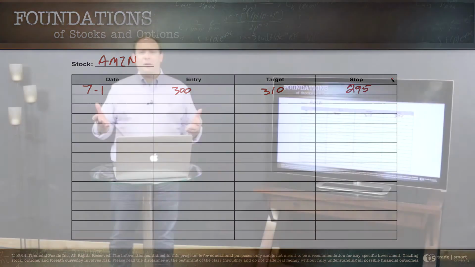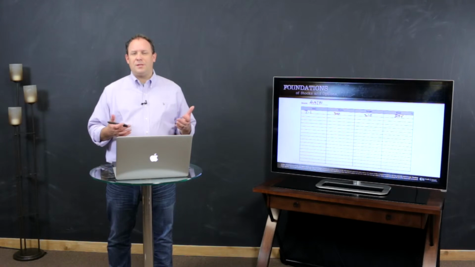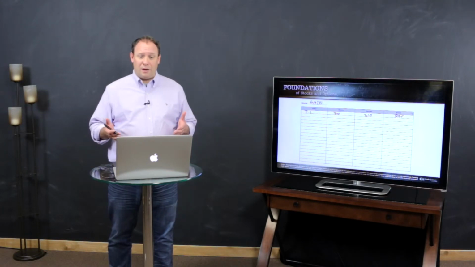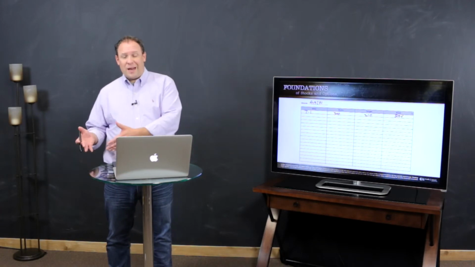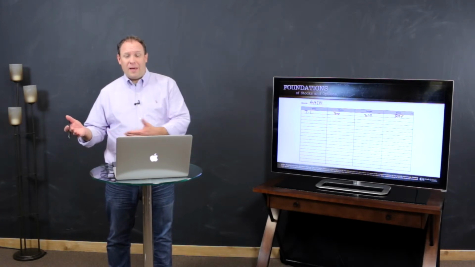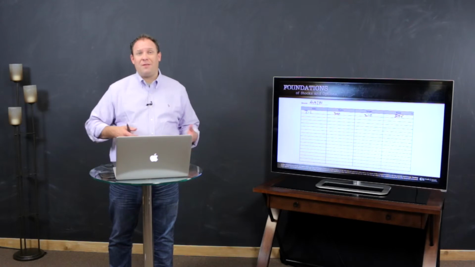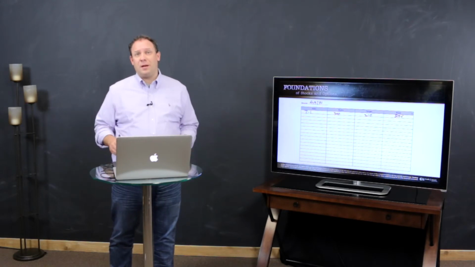And so all you've done here is you've written out your basic trading plan, and you say this is what's going to happen, and if the stock goes above $300, I'm going to buy it for a long trade. If the stock trades up to $310, I'm going to sell it. If it drops down to $295, I'm going to sell it to get out of the trade. And that's your basic trading plan right there.